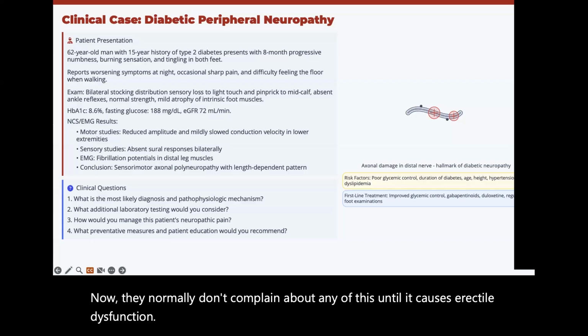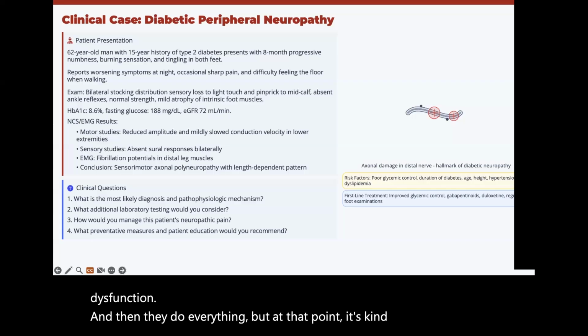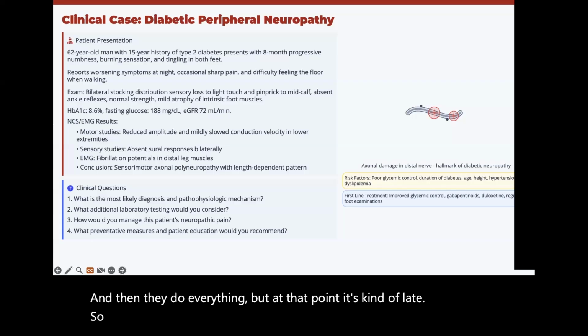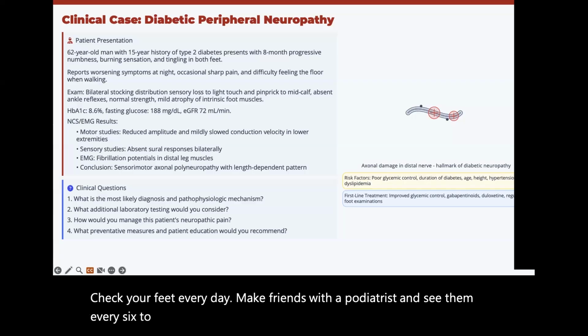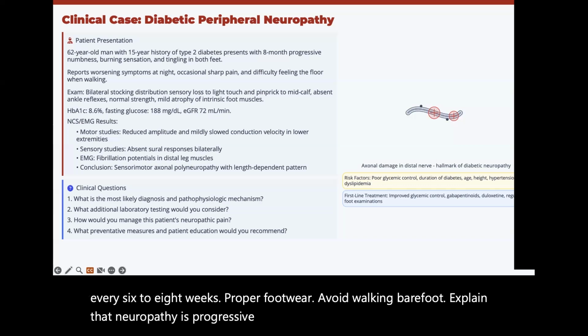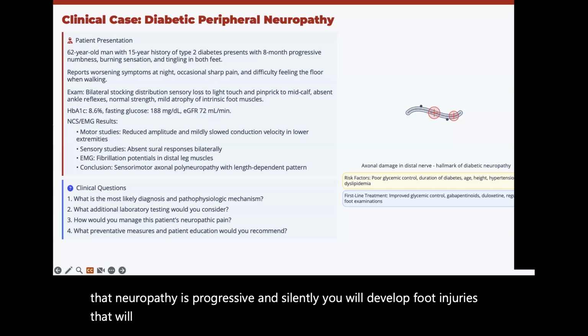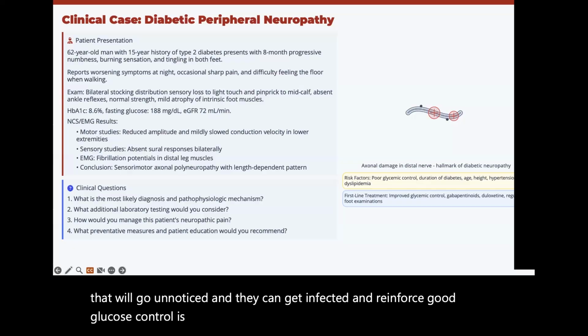And then they do everything, but at that point, it's kind of late. So, what now? What preventative measures and patient education would you recommend? Check your feet every day. Make friends with a podiatrist and see them every 6 to 8 weeks. Proper footwear, avoid walking barefoot, explain that neuropathy is progressive and silently you will develop foot injuries that will go unnoticed and they can get infected, and reinforce good glucose control is the only intervention that slows the underlying nerve damage.